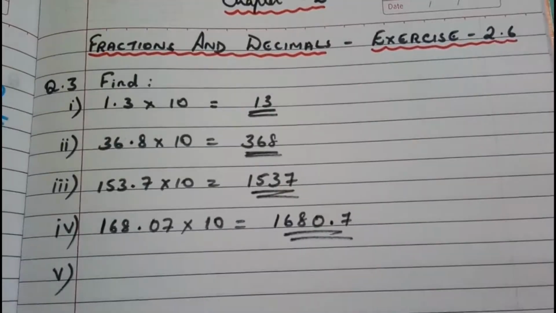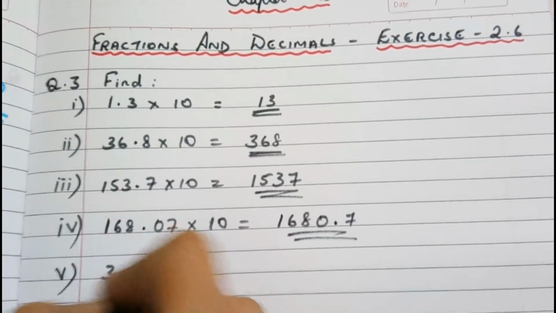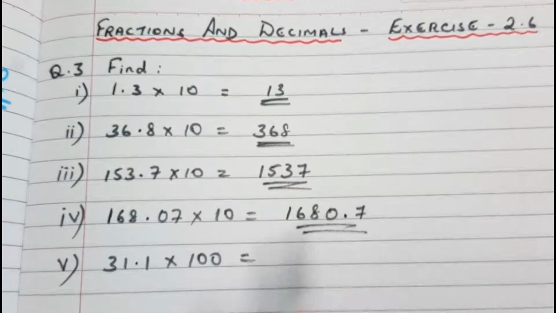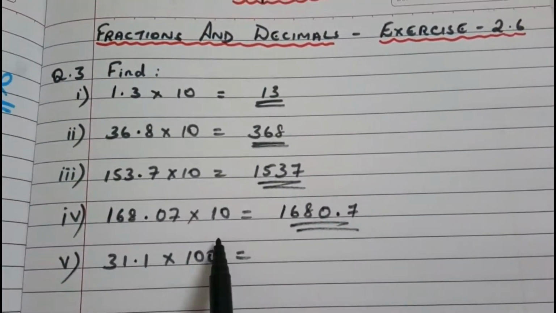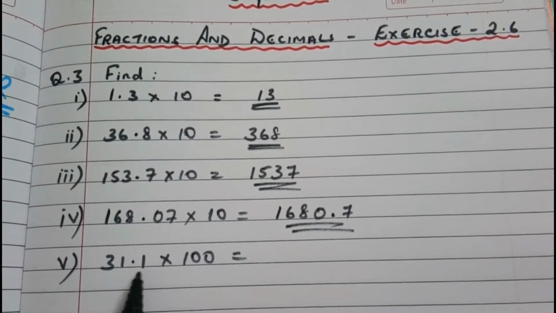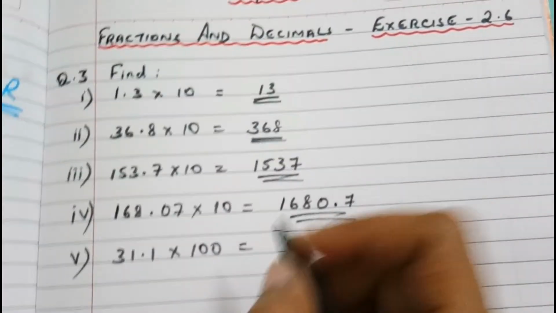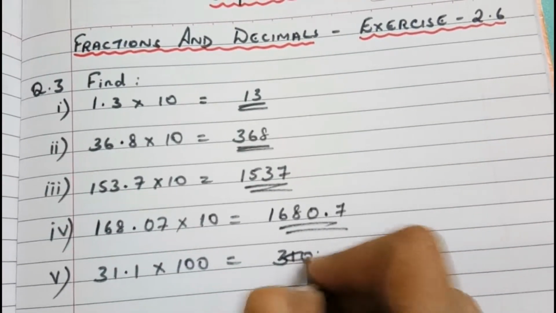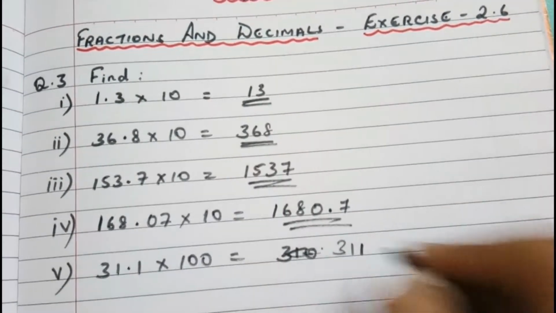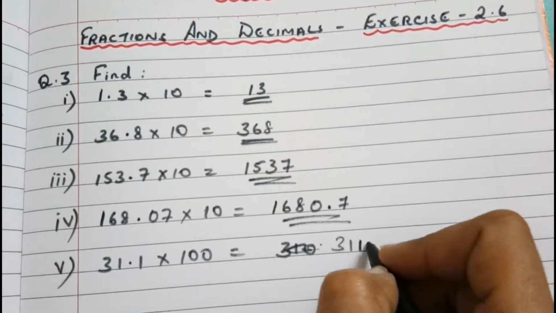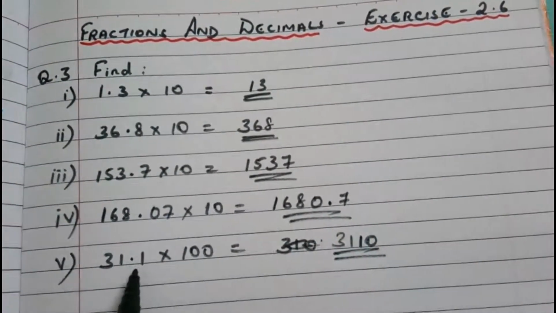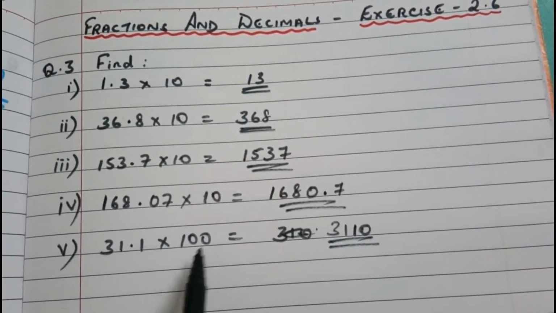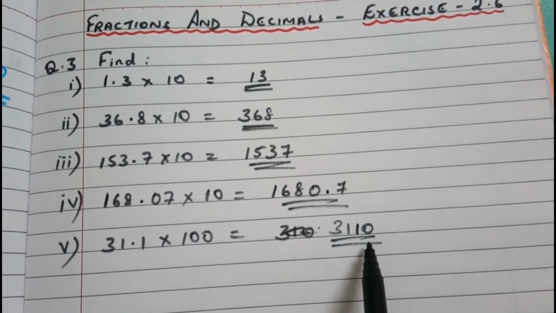Now moving to the sub question number 5, 31.1 into 100. So here there are 2 zeros. Till now we studied about 1 zero. Here there are 2 zeros and there is only one number after the decimal point. So what will come here? 3 1 0, sorry, 3 1, this 1 will move outside, and since there are two zeros here, one more 0 will be added. Why? Because there is only one number after the decimal point, but there are two zeros in 100. So that's why we will add one more 0 here.